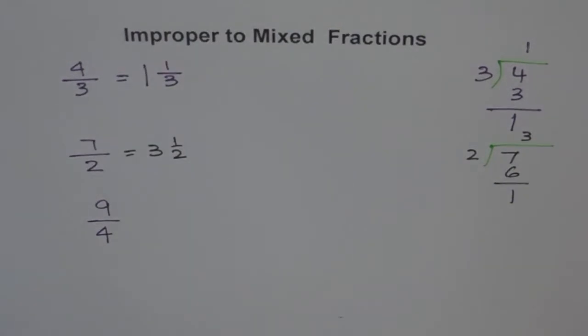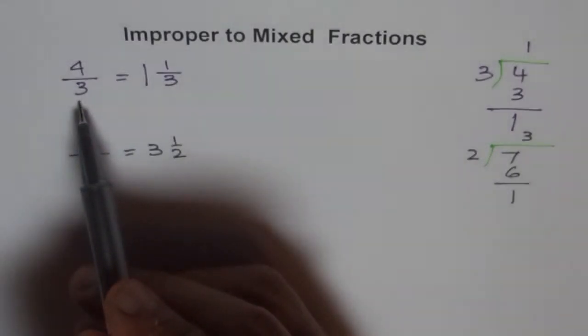How about 9 over 4? Well, I will leave that for you. You can divide 9 by 4 and then figure it out. But now you have understood how to write an improper fraction as a mixed fraction, right? You need to divide. Another way is to do it with the help of a figure.